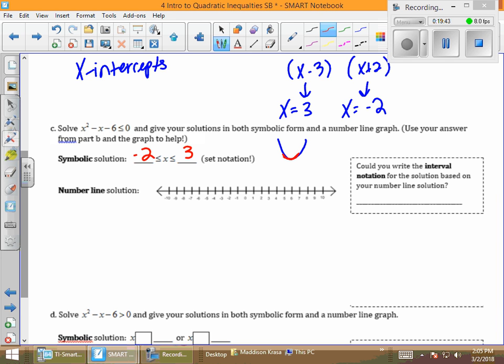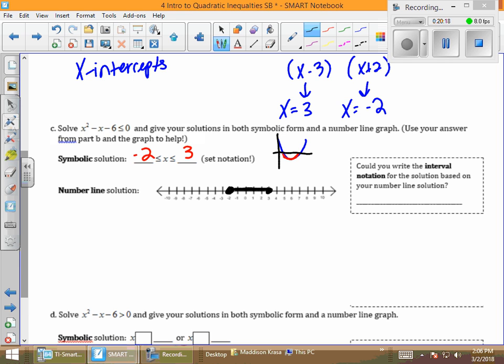And you could use your graphing calculator to look at it and make sure you know what you're talking about. But if it says less than 0, we're talking about something below the x-axis. Okay, our number line solution. If we have equal to, what's that tell us about our dots? They are closed. So you have a closed dot at negative 2 and a closed dot at 3. Shade in between because we have one section.